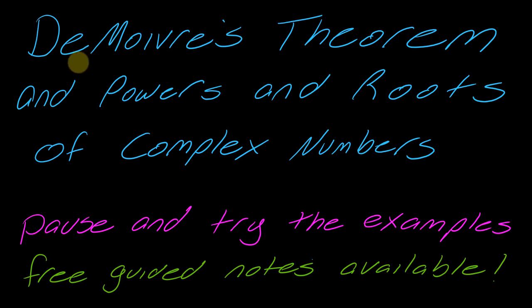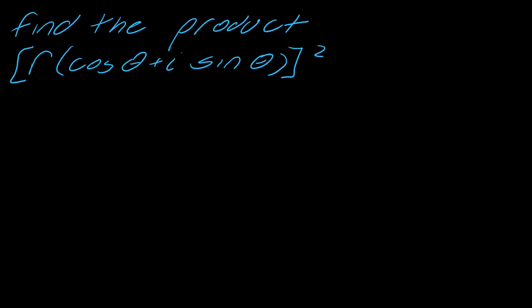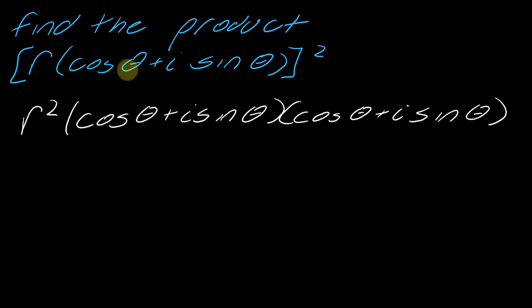So we're talking about de Moivre's theorem and powers and roots of complex numbers. Okay, so let's first talk about just how to motivate this. Let's say that I want to take this complex number and I want to square it. In my previous video, we actually talked about a trick to do this. So this is going to be r squared and then this times itself.